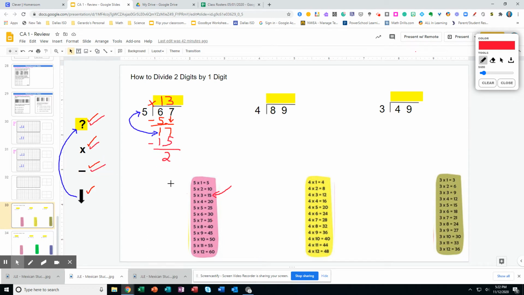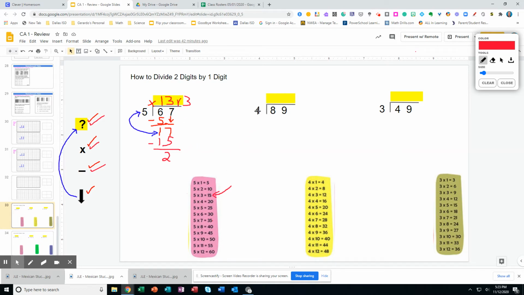Step 3, check complete. Step 4, bring the number down. Is there any other number to bring down? No, you're done. So 13, remainder 3. So if we had $67 that you were supposed to divide with 5 friends, each friend will get $13 and 3 will be left over. Nobody gets those, right? Because it has to be equally divided. All right, so we're done with that one.